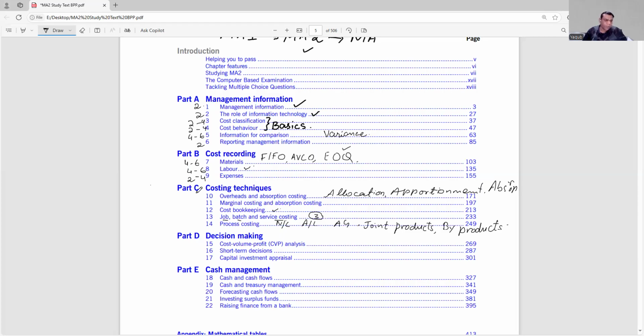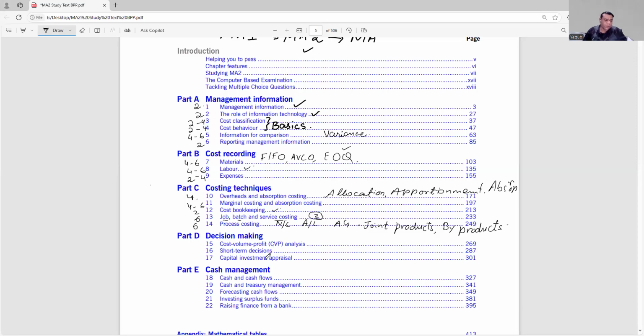Similarly, maybe 2 MCQs maximum from expenses. Then from this topic, overheads, I think maximum 4 marks. Absorption marginal can contain 4 to 6 marks. Cost bookkeeping, maybe it will contain 1 MCQ. Here, as I told you, there could be 3 MCQs like 6 marks. From the process costing, in my opinion, there could be like 3 MCQs like 6 marks. And after that, we have very important areas: CVP analysis, short-term decisions, and investment appraisal. CVP analysis, short-term decision, and investment appraisal are completely new areas.